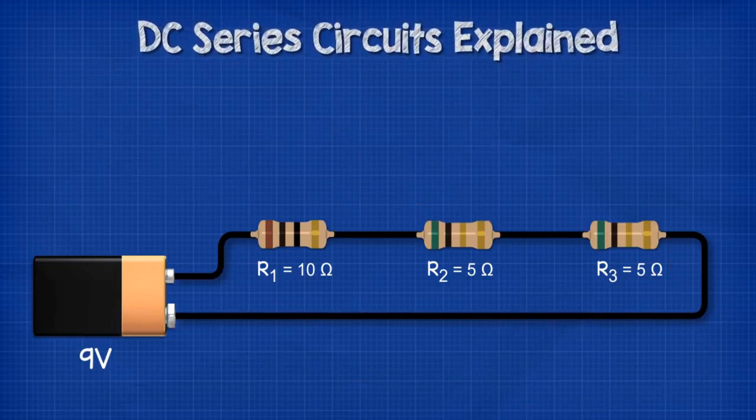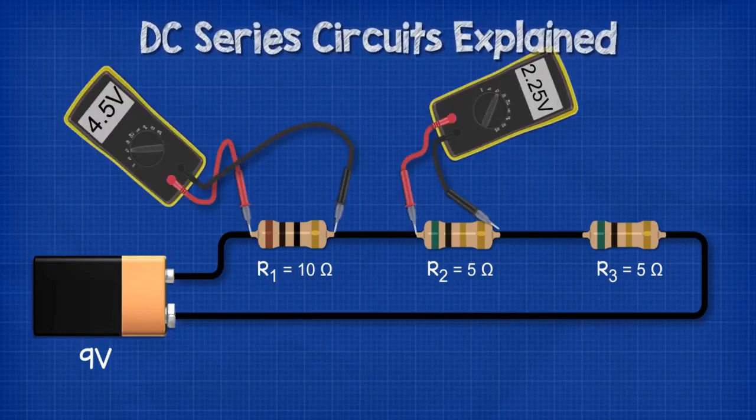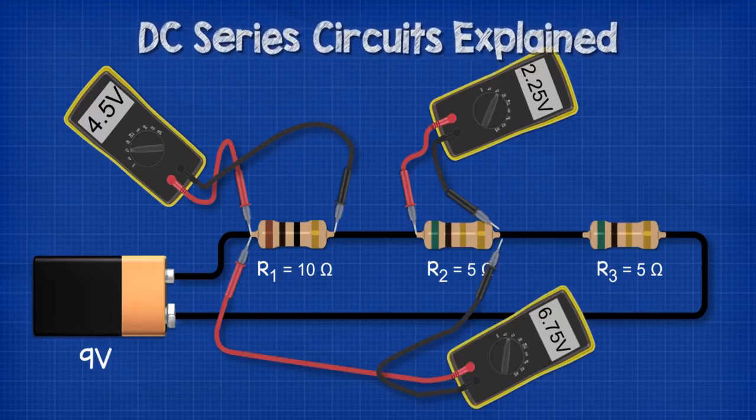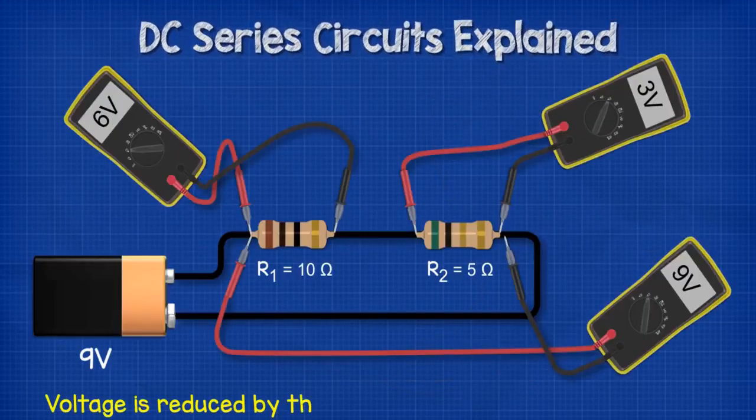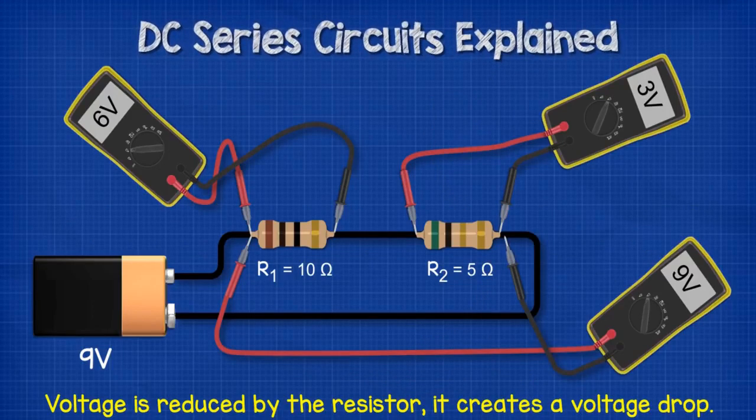We can combine these readings to find the voltage at different parts of the circuit. For example, if we measure from the battery across R1, we see 4.5 volts. If we measure from the battery across R1 and R2, we get 6.75 volts, because 4.5 plus 2.25 volts. So unlike current, where it's the same throughout the circuit, the voltage will be different throughout a series circuit. This shows us that the voltage is reduced by each resistor, so the resistor creates a voltage drop.